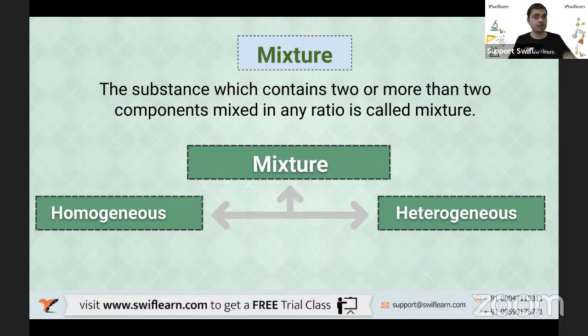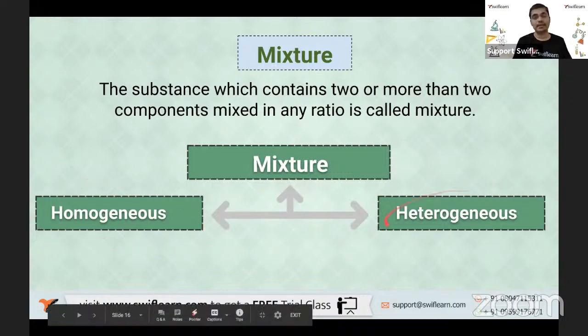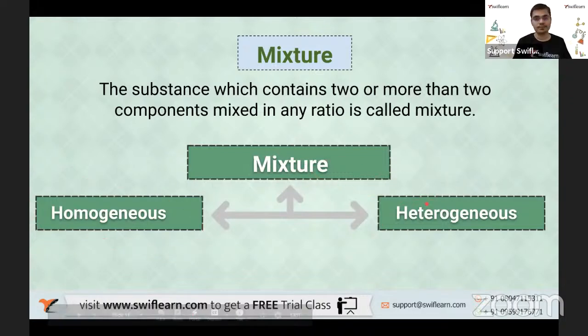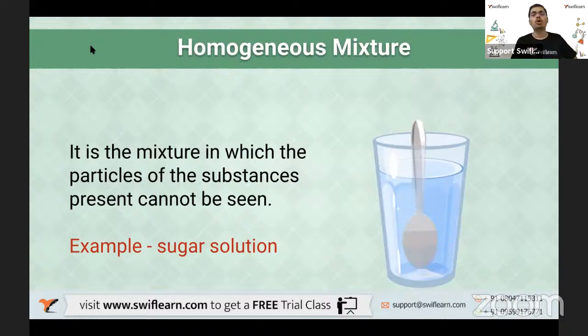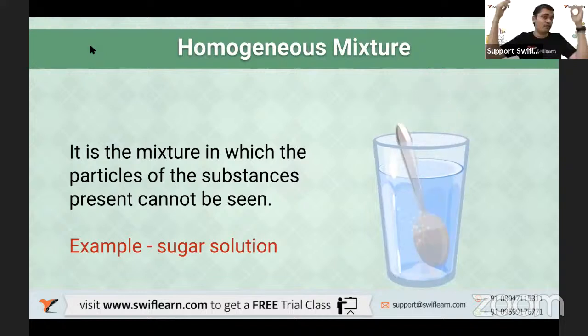So there are two types of mixture now. One is homogeneous, and the second is heterogeneous. Okay, so let us discuss in detail. First, we'll discuss homogeneous, in which the particles of the substances present cannot be seen. As I gave the first example, you remember? Milk and water. Can you separately see the milk and water? No, not possible.